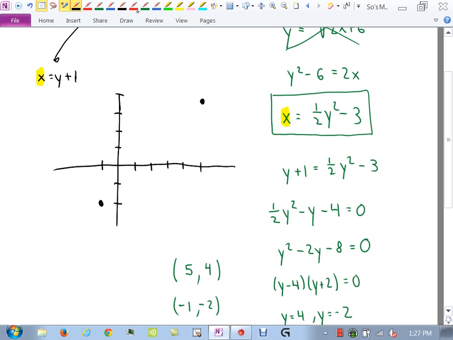Now let me put that line back in. That line that we had, it had an x-intercept of negative 1, and it has slope of 1.